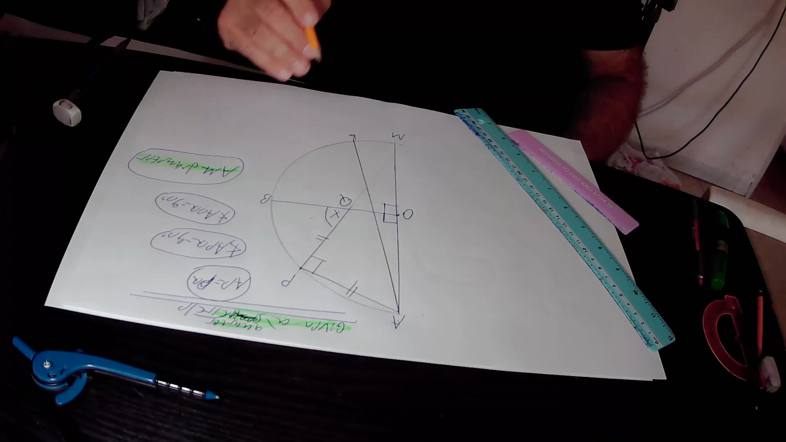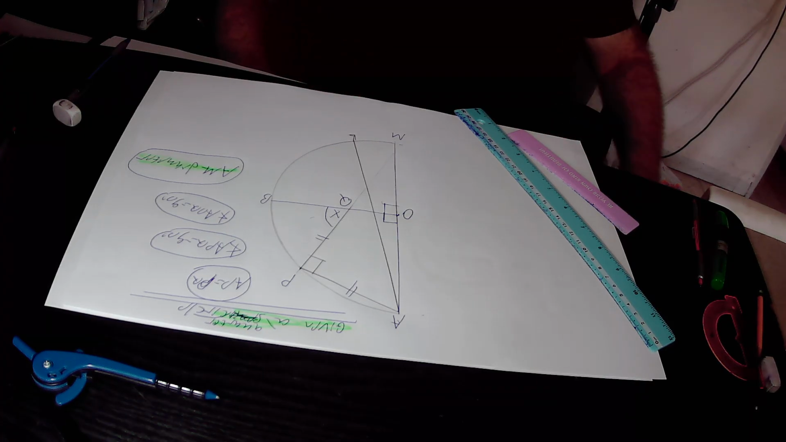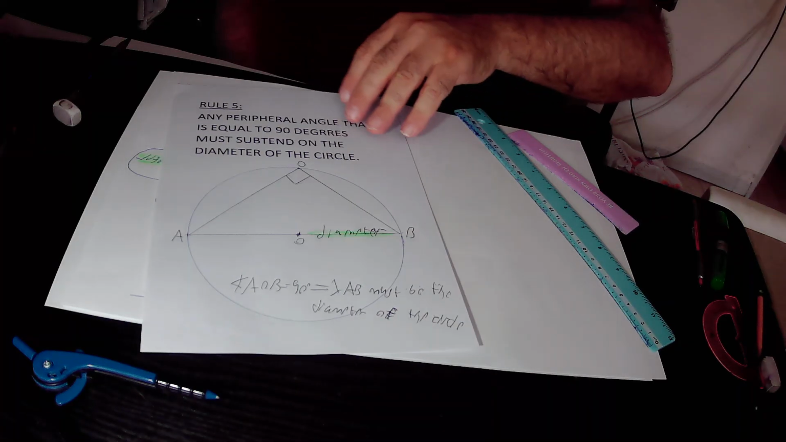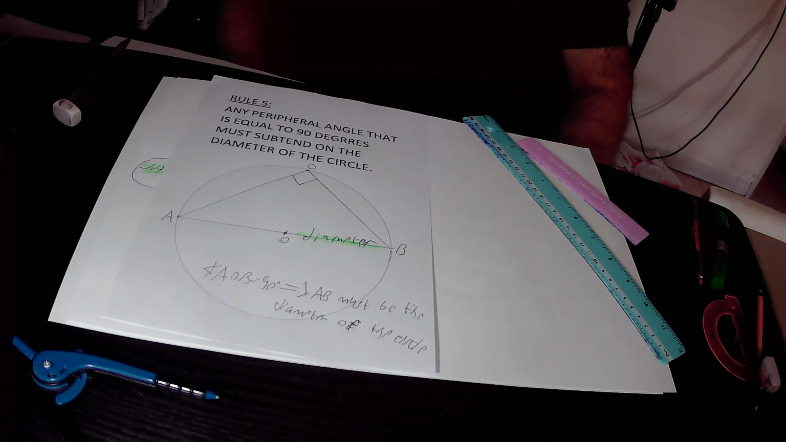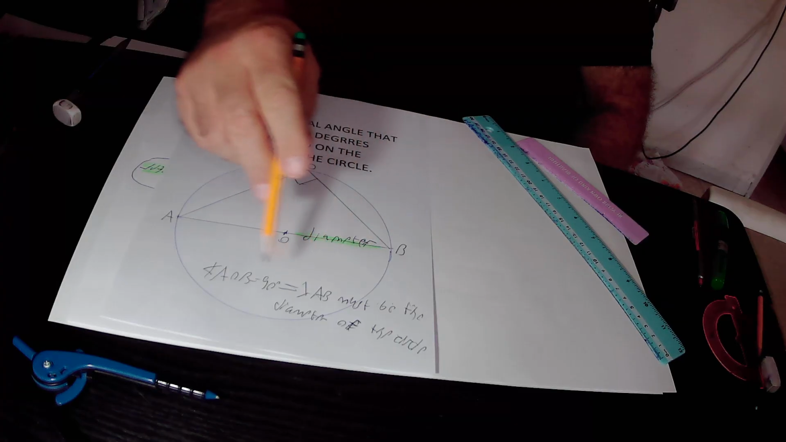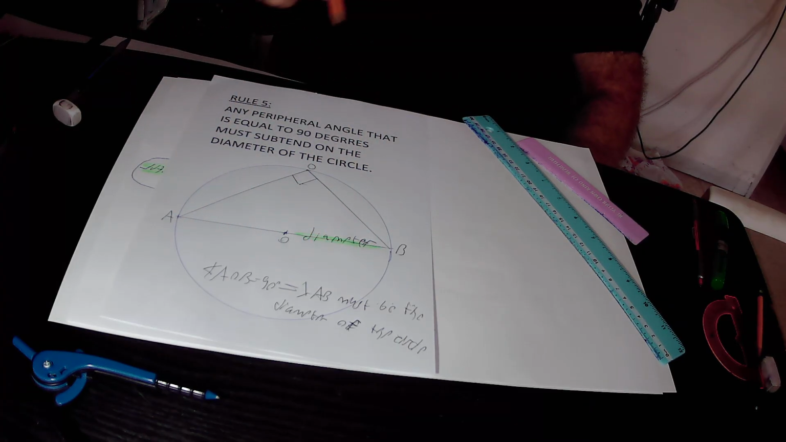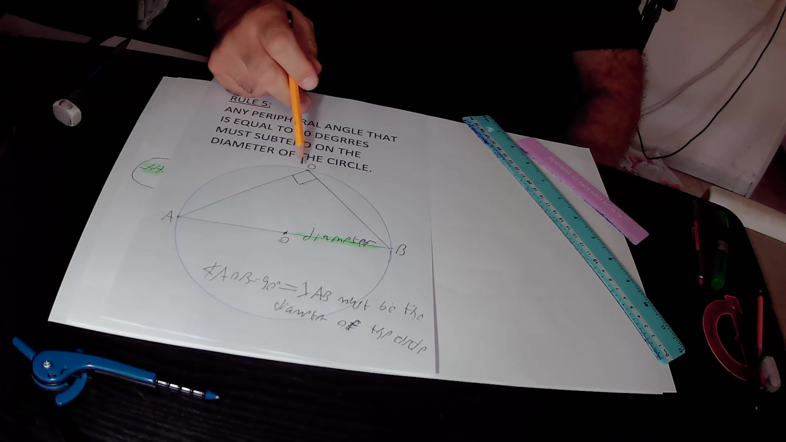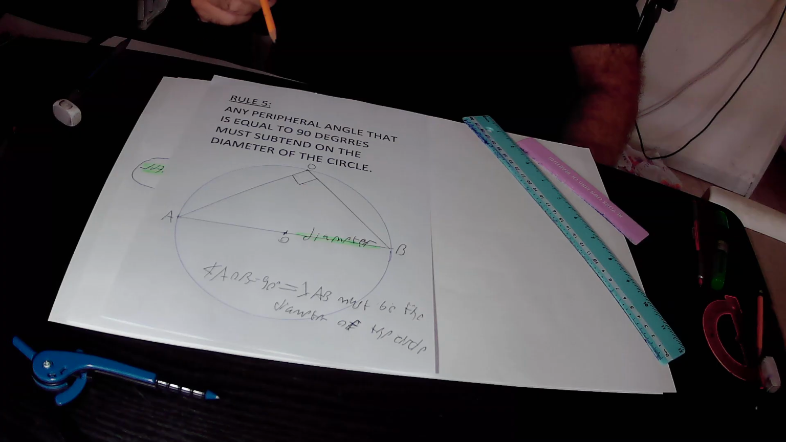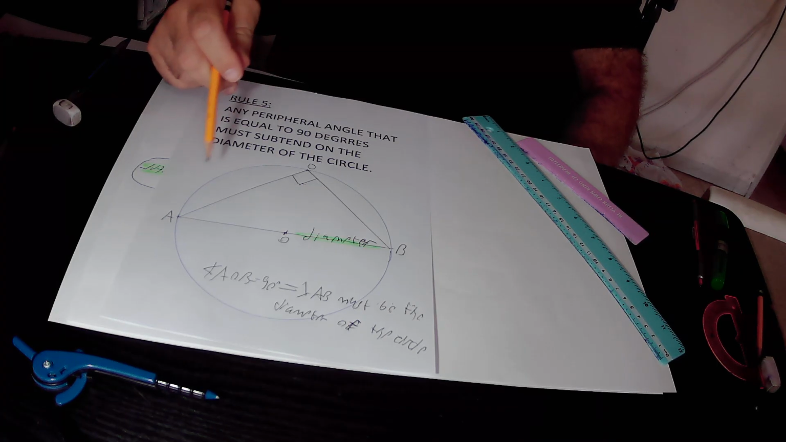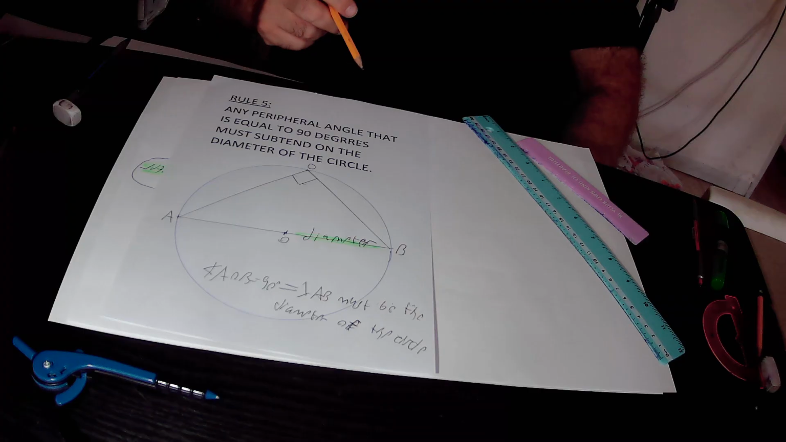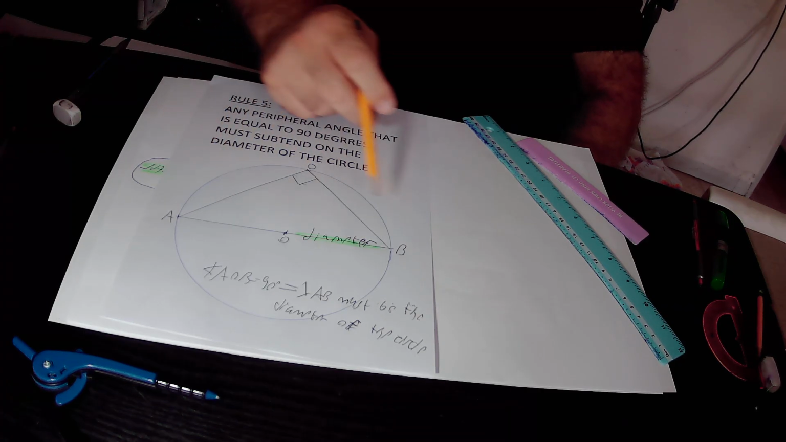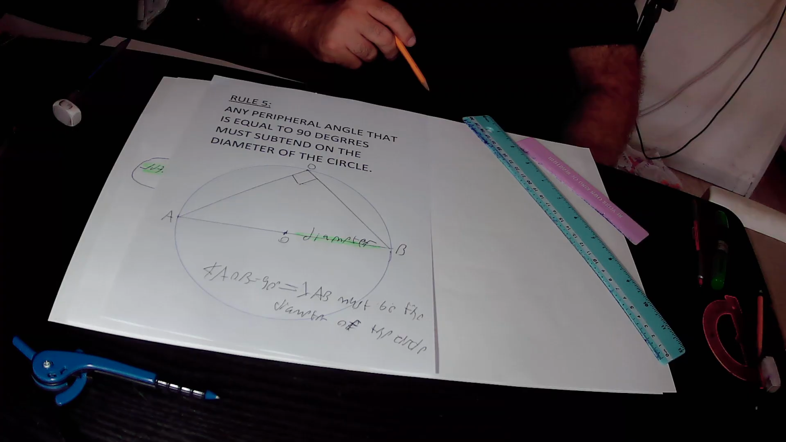And this is a contradiction to rule 5. Because according to rule 5, any peripheral angle that is equal to 90 degrees must subtend on the diameter of the circle. In the moment we have a circle, and peripheral angle AOB or B that is equal to 90 degrees inside. Therefore, according to rule 5, this angle must subtend on the diameter of the circle. Therefore, AB must be the diameter of this circle.